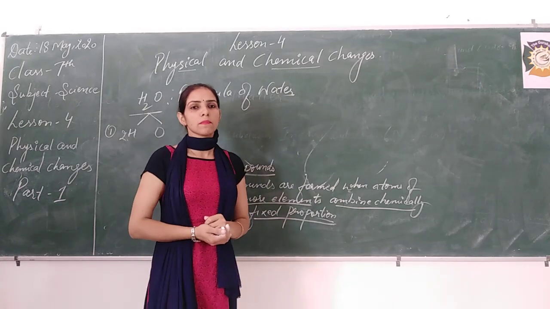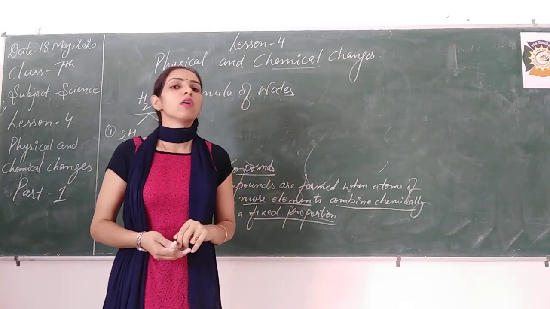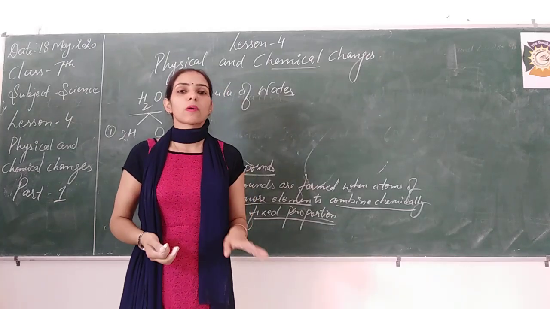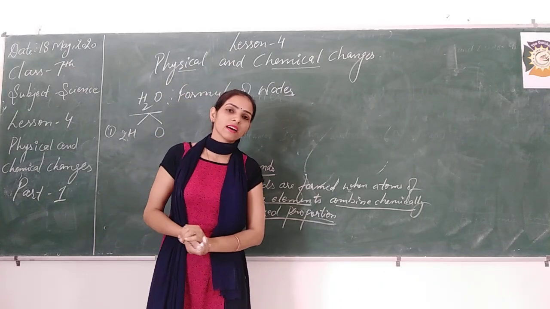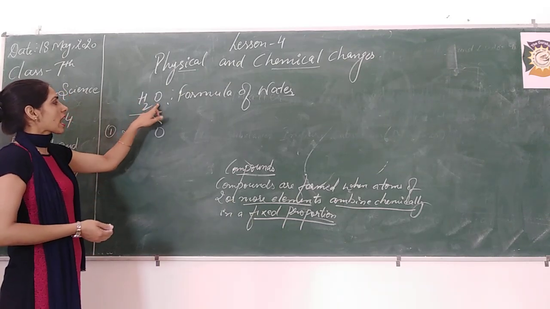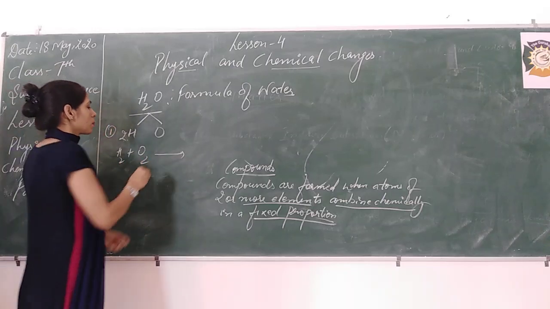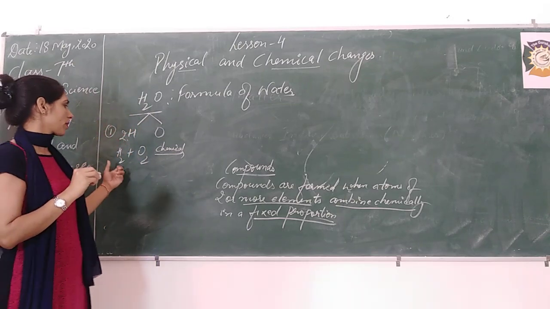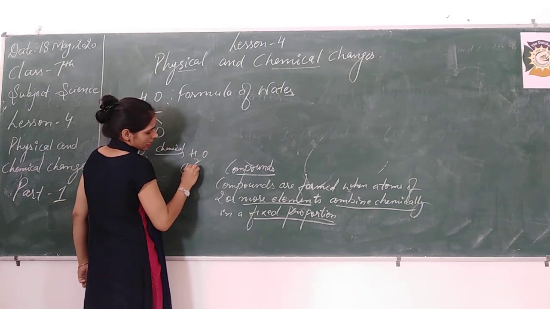So you must be saying, ma'am, hydrogen and oxygen both are gases, but when they combine, they form water, which is liquid. How is it possible? It cannot be possible if some physical means is used to mix them. But here we are using chemical means. That means we are combining hydrogen and oxygen by some chemical process. And what is the chemical process? For example, electrolysis. So we are combining hydrogen and oxygen and getting water, which is liquid.